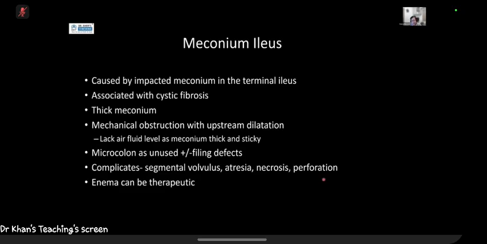So as I said earlier, you get a full microcolon, so the whole colon is small. If you've got these multiple filling defects in the terminal ileum, of course, there are some complications to that. You can get segmental volvulus, you can get atresias, you can get necrosis. But the other thing that you often think of is perforation, because if you've got a hold-up of meconium, you can perforate. That can happen either antenatally or sometimes when you're doing the contrast enema as well.